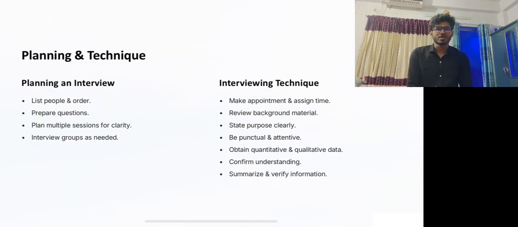The planning and the techniques of interview. Planning. We will have to list interviewees and the order. We will have to prepare questions in advance. We will have to plan multiple sessions if needed. We will have to group interviews when it is necessary. The techniques.